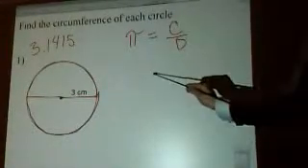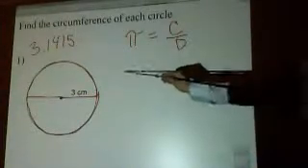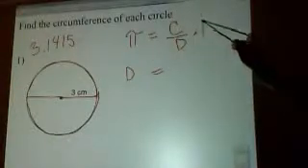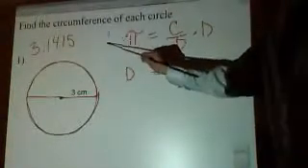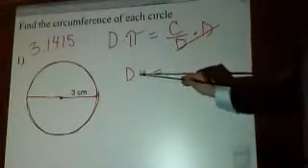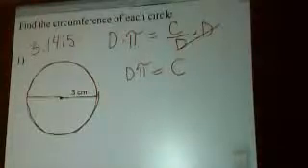So if I want to find the circumference, I have to multiply both sides by the diameter. So I multiply both sides by the diameter. Well, those cancel out on this side. And I get the diameter times pi equals C.